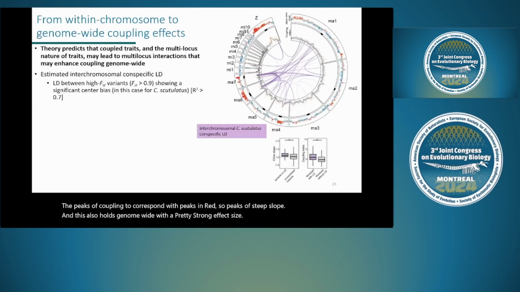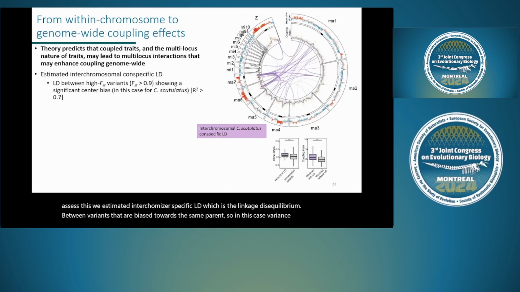Okay, so now we move on from this within-chromosome assessment to whole genome-wide coupling effects. The theory predicts that coupled traits, because of their multilocus nature, may lead to multilocus interactions that may enhance the coupling genome-wide. So to assess this, we estimated interchromosomal conspecific LD, which is the linkage disequilibrium between variants that are biased towards the same parent. So in this case, variants biased towards Crotalus cucullatus.